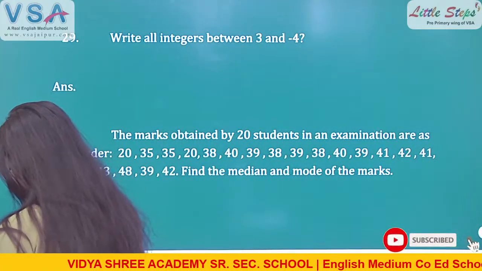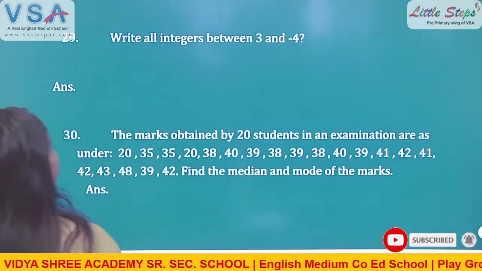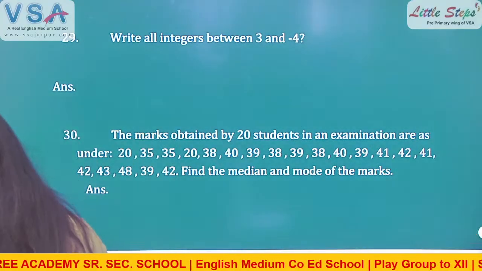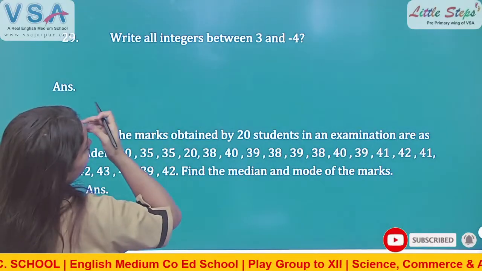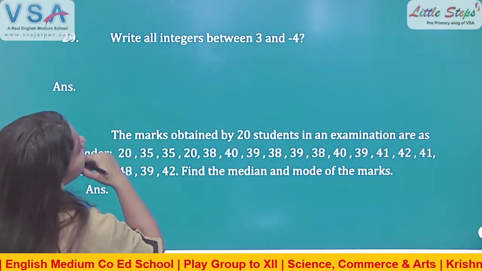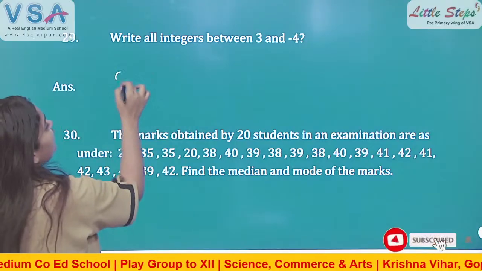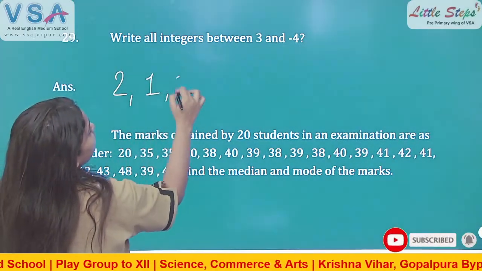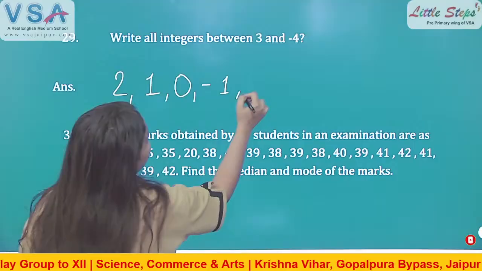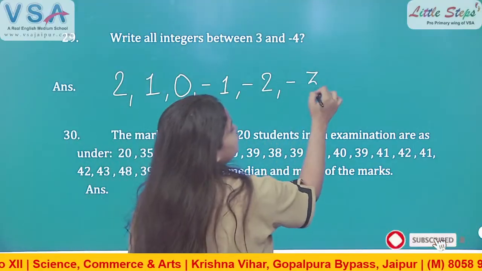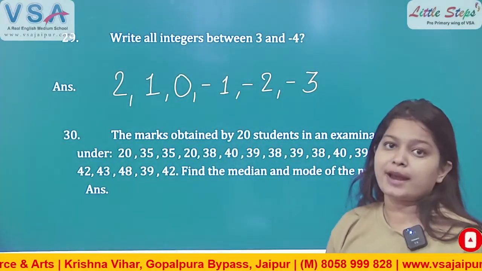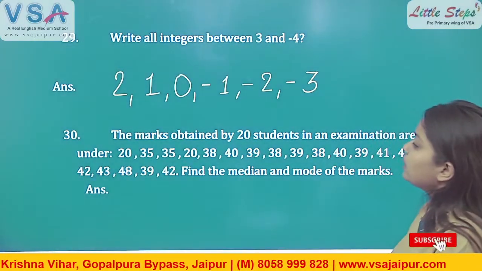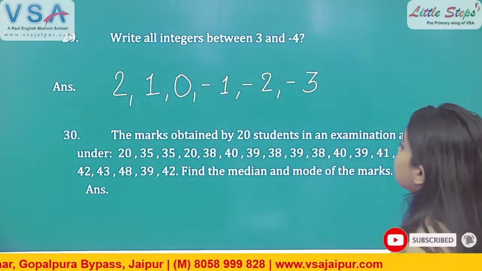This is the question in which we need to find all the integers between 3 and -4. So let's go. After 3, or before 3, we have 2, 1, 0, as well as -1, -2, -3. These are all the integers that will occur in between 3 and -4. Clear? Next question, question number 30.